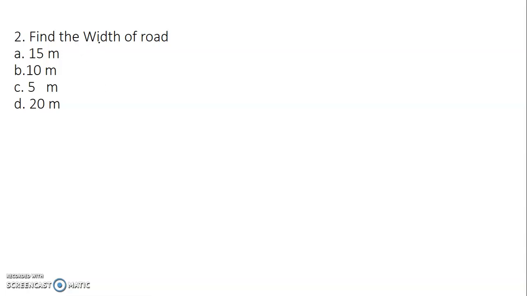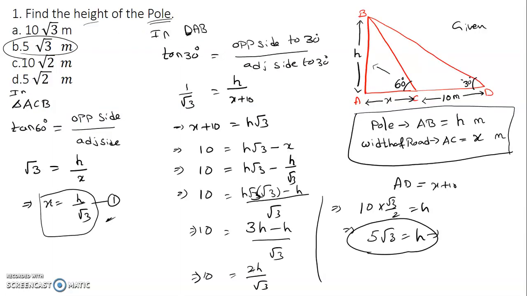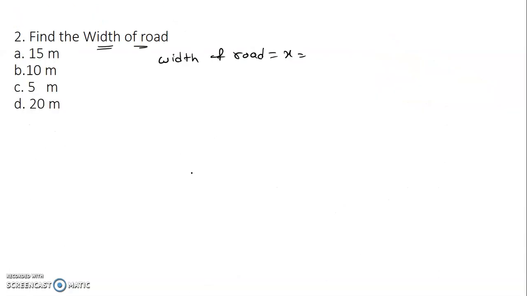Now, go to the second question. You have to find the width of road. Okay, width of road. Width of road is X. But see here, X is equal to how much? H by root 3. Okay, in the above question, first equation. So, we have to use that. X is equal to H by root 3.